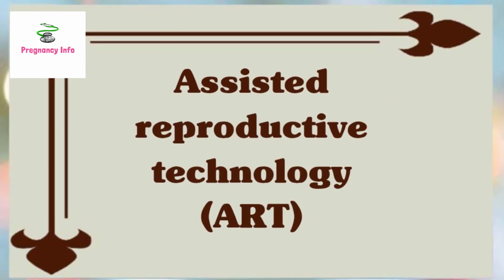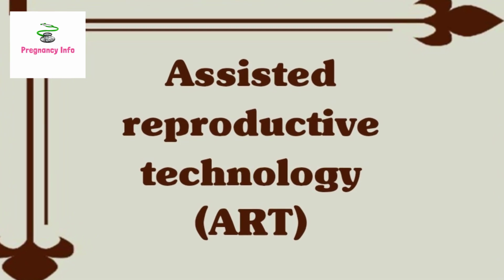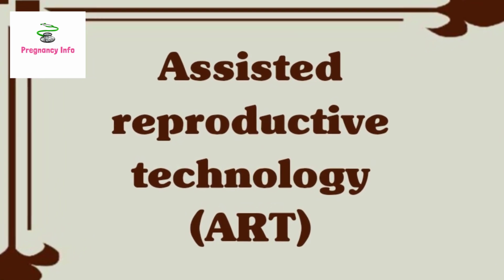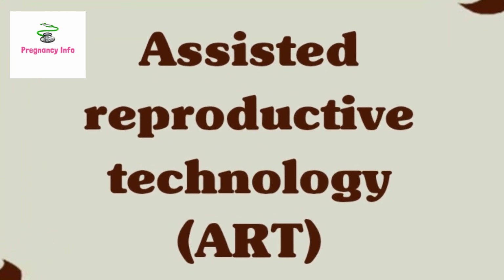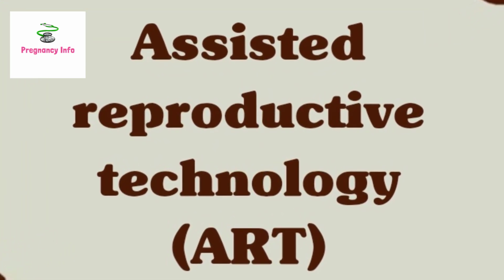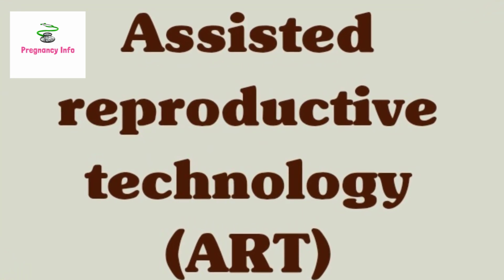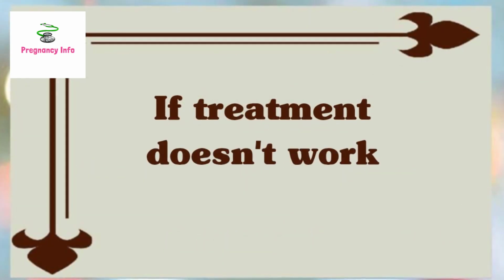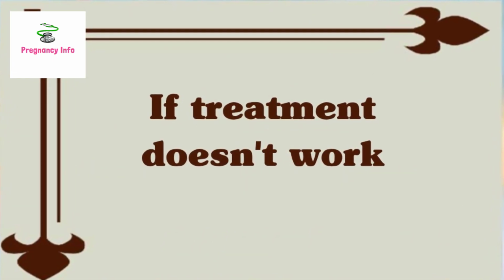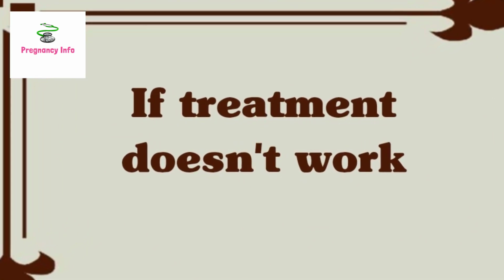Assisted reproductive technology, or ART. ART treatment involves obtaining sperm through normal ejaculation, surgical extraction, or from donor individuals, depending on your specific situation and wishes. The sperm are then inserted into the female genital tract or used for IVF or intracytoplasmic sperm injection.